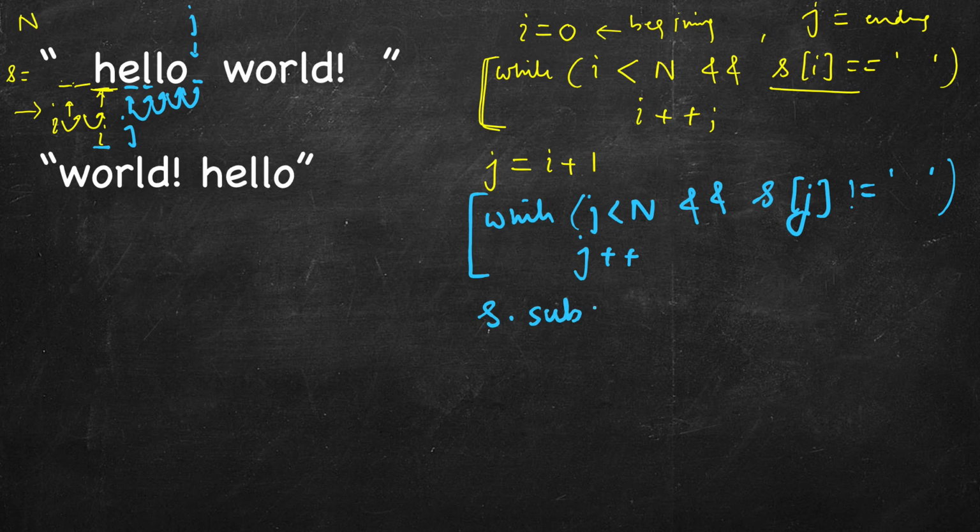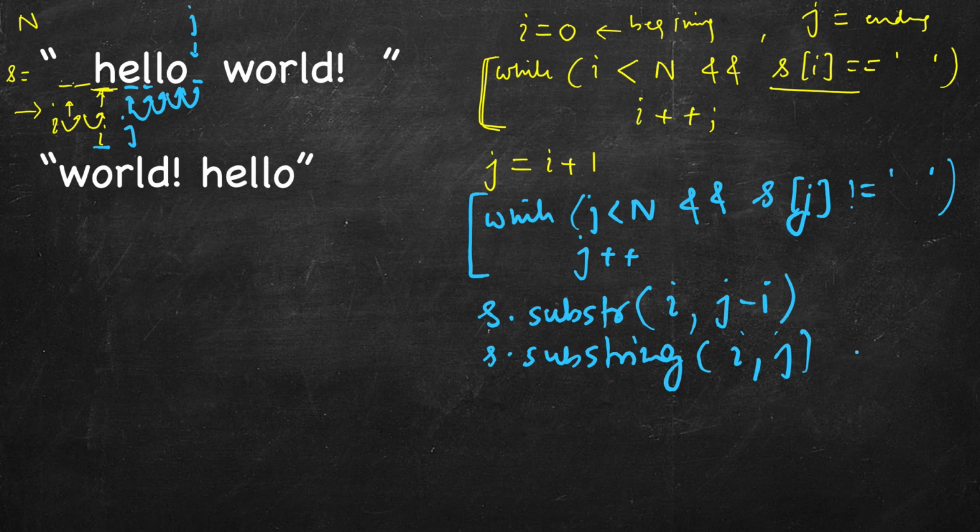S dot substr, or whatever is the syntax of substring in the different languages. In C++, the first one is the beginning index, which is i. Second is the length of substring. So it will be j minus i. In Java, it's first index and 1 past the last index. So in Java, it will be exactly s dot substring i to j. So this is Java. This is C++. And in Python, it will be similar. We will have a slice s i to j. So this is in Python.